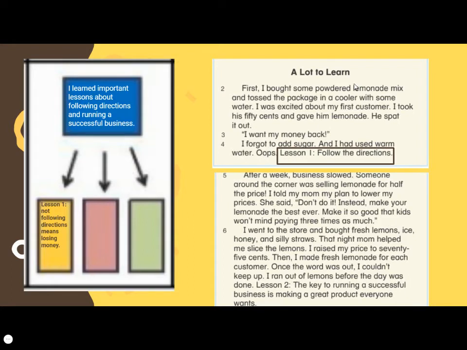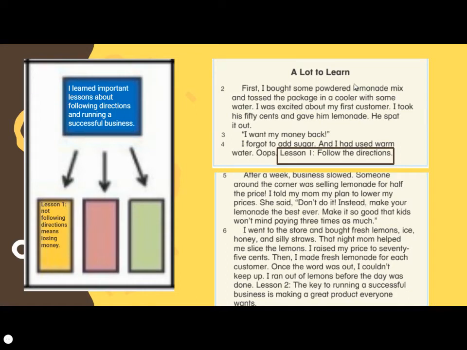The last sentence directly states the lesson. This connects to the first sentence of the passage. This is the important lesson about following directions. Supporting details won't always be directly stated like they are in this example.